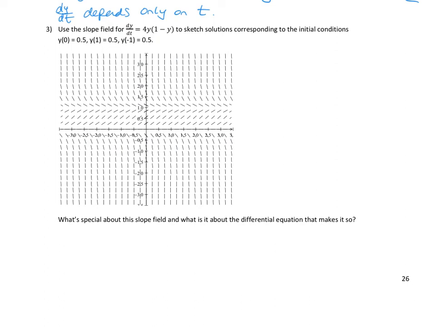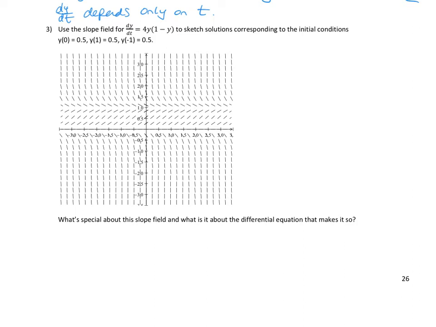Use the slope field for dy/dt equals 4y times 1 minus y to sketch solutions corresponding to these initial conditions. So y of 0 equals 0.5. So here's 0.5. If I follow the slope field, it looks like it goes up and levels off like that. And if I follow the slope field backwards, it looks like it approaches the x-axis, like that.